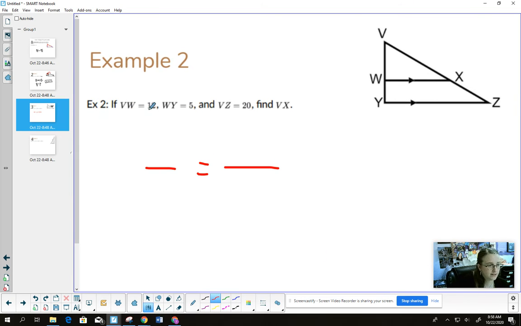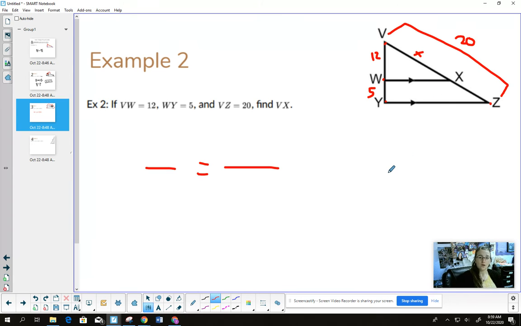So we've got VW is 12. So from V to W, we have 12. WI is 5. From W to I is 5. And then we have from V all the way down to Z, so all of this is 20. And then our x is going to be this piece right here. We want to find Vx.